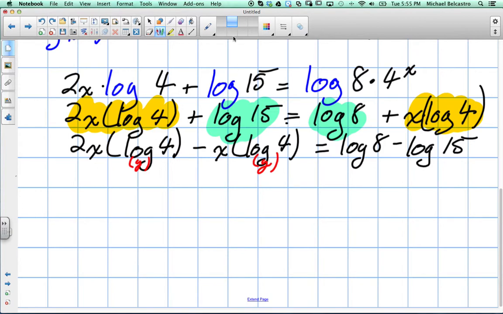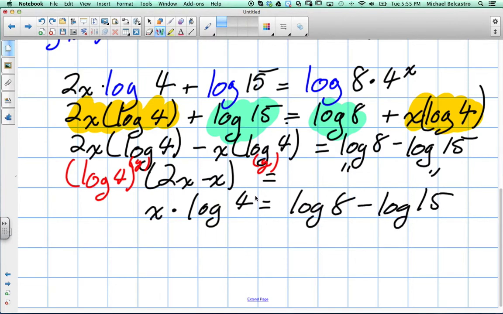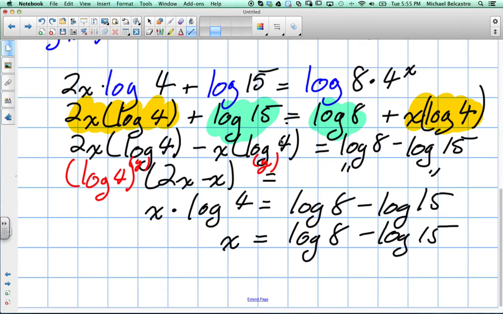You know what would be a better way to show you this? If I common factor out log 4, maybe that's a little simpler to look at. Then I'd be left with 2x minus x. Does that make more sense? Yeah? Okay. On this side, we'll leave it for now. What's going to happen is this will just become x. So we're left with x times log 4 is equal to log 8 minus log 15. And to isolate x, we divide by log 4. So x is equal to log 8 minus log 15, all divided by log 4.